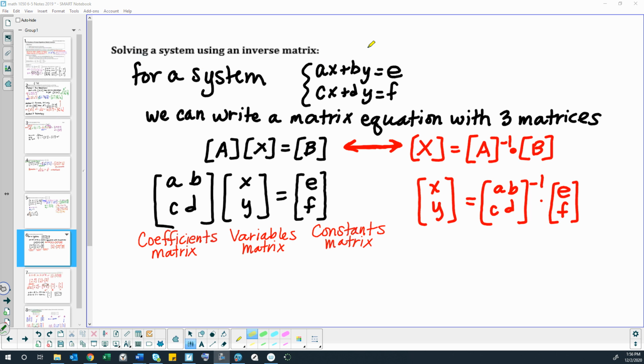For a system of equations given in generic form here as ax plus by equals e, cx plus dy equals f, where a, b, c, d, e, and f are real numbers, so constants and coefficients, and x and y are our variables, we're trying to solve for the variables that make the system of equations true, the ordered pair x, y, like we've been doing already in chapter 6.